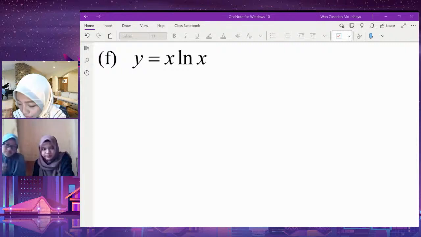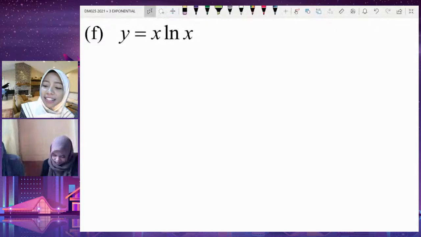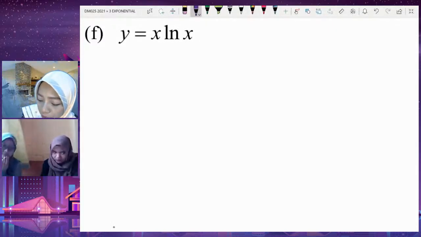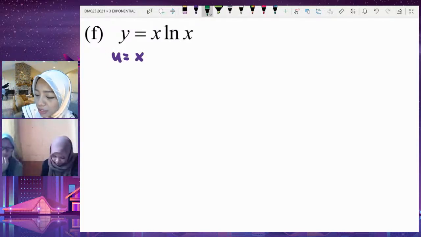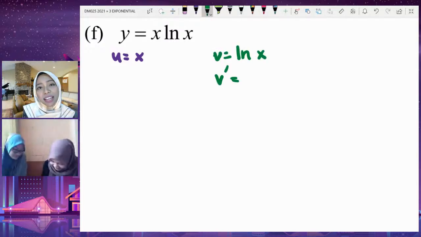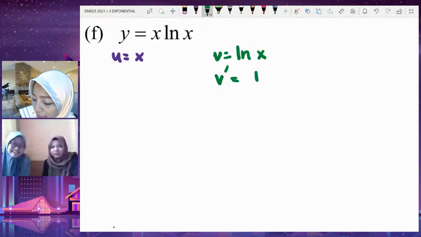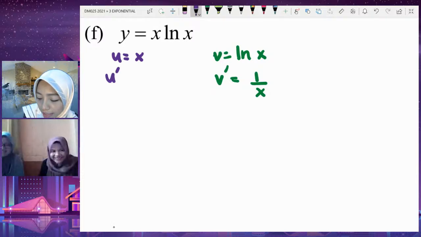Okay, alright. Let's do this. y equals x ln x. So this is our u is x and then our v is ln x. Okay, now differentiate v. Sayang, differentiate ln x, we get 1 over x. Good. Yes, so u prime equals 1.